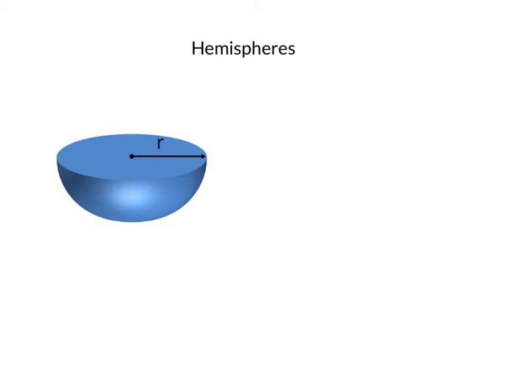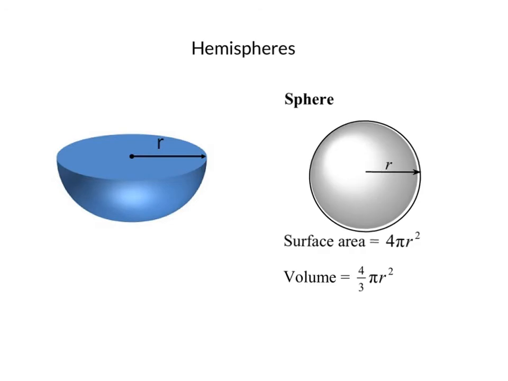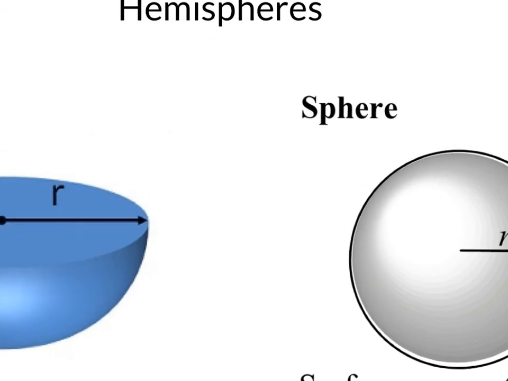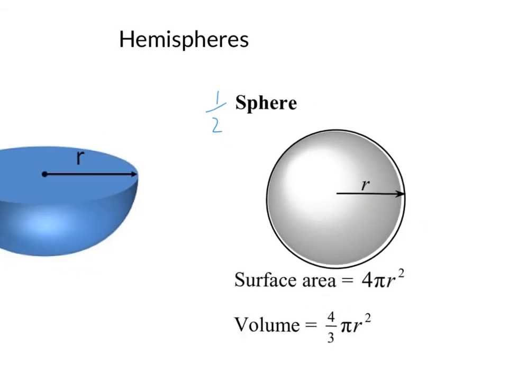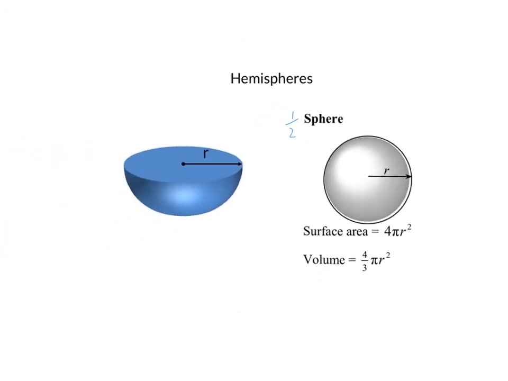If we look in our log tables, there's no actual formula provided specifically for a hemisphere, so we need to be a little bit more creative here and come up with our own formula. Because it's so closely related to a sphere, a good place to start would be to look at the formula given to us for a regular sphere. So this image on the right hand side is what we will see in our log tables if we look at a sphere. Now remember that a hemisphere is half a sphere. So a hemisphere is going to have half the volume of a sphere and half the curved surface area.